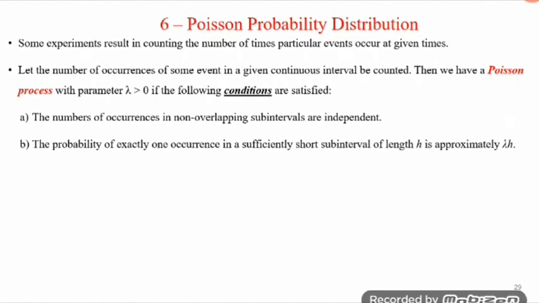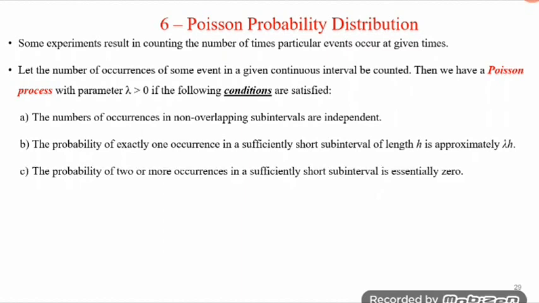Here we have a fixed length of time, and this fixed length is h. If the occurrence of the event happens with a mean rate lambda per unit of time, and we have a time of length h, then the occurrence will be computed as lambda times h. Again, the probability of two or more occurrences in sufficiently short subintervals is essentially equal to 0.